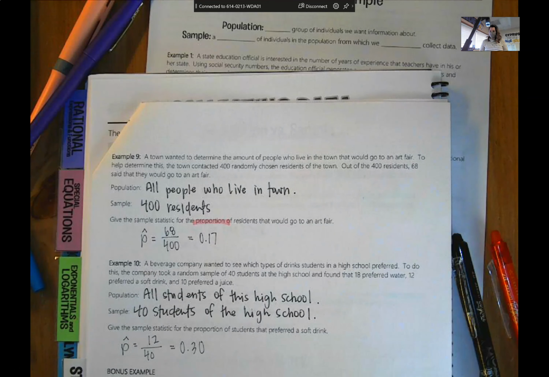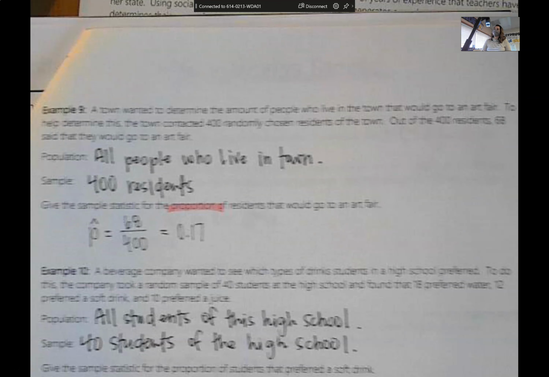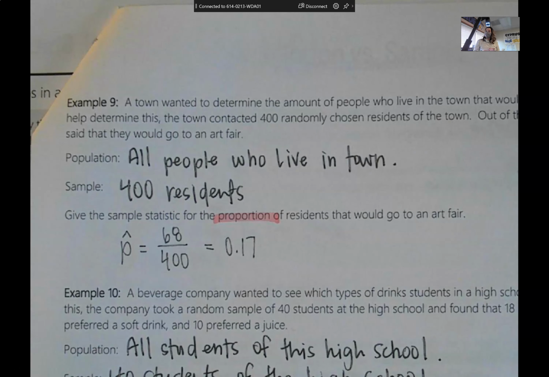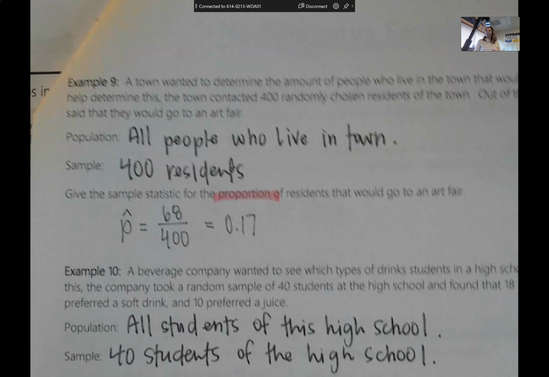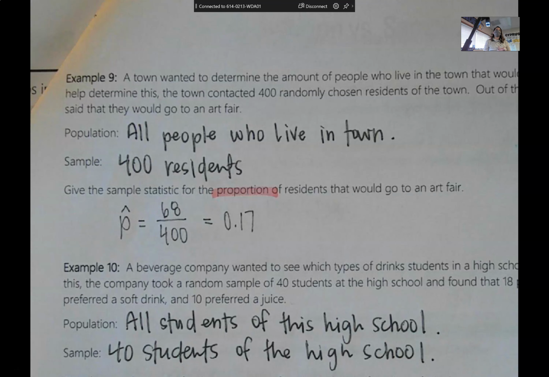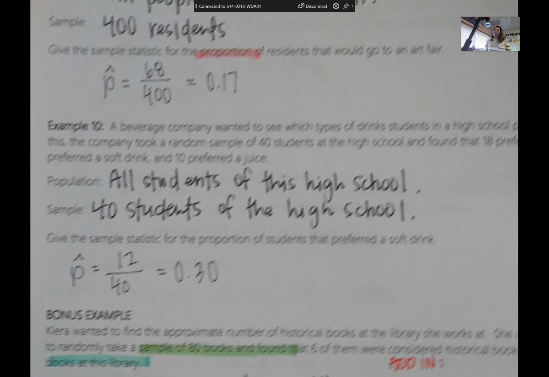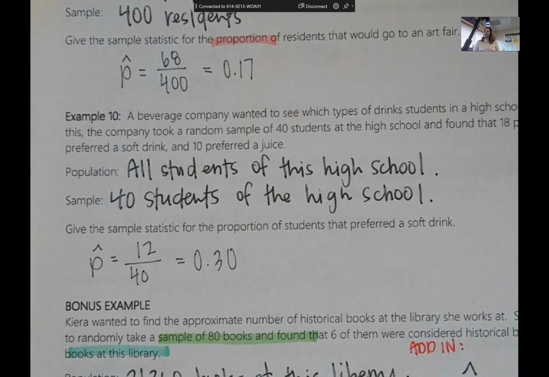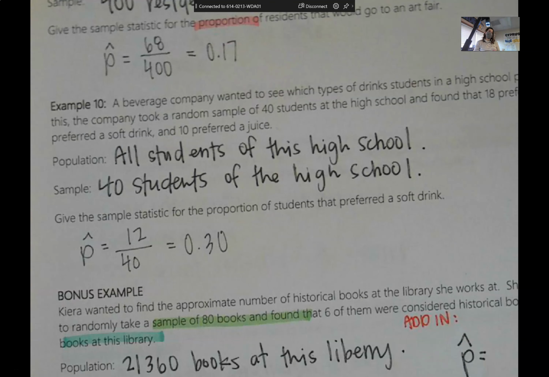Okay, example 9 is all people who live in this town. The sample was 400 residents, and the sample statistic, so the proportion, was 0.17 or 70%. Just kidding, 17%. The beverage company is all students of this high school. 40 students of the high school was the sample. The proportion of students that preferred a soft drink was 30%.